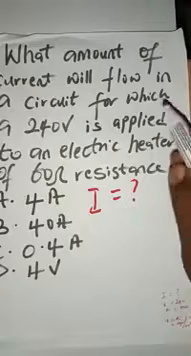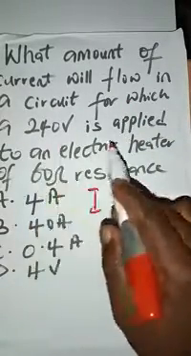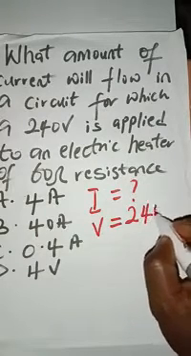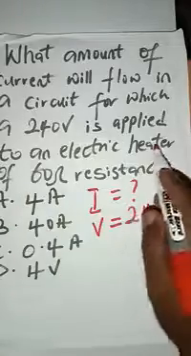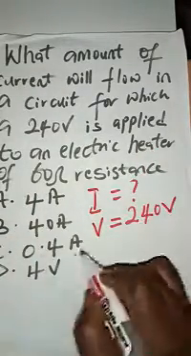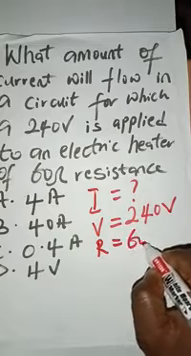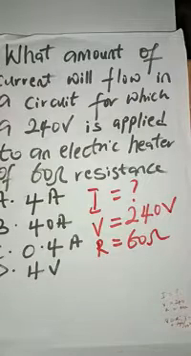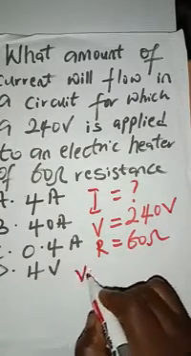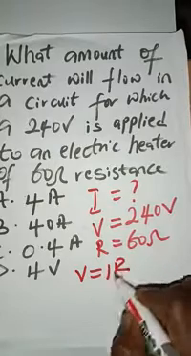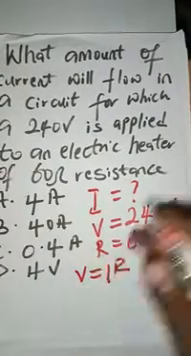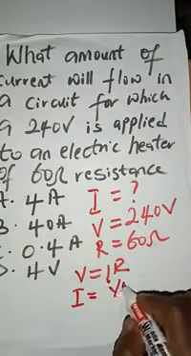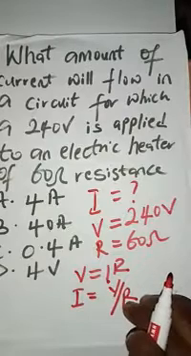In a circuit for which 240 volts is applied, so V is equal to 240 volts, to an electric heater of 60 ohms. So R is equal to 60 ohms. You get? All right. So recall that V is equal to IR. To make I subject of the formula, I don't need to start breaking it down again. We've passed that stage. So I will now be equal to V over R. You can work that out by yourself.